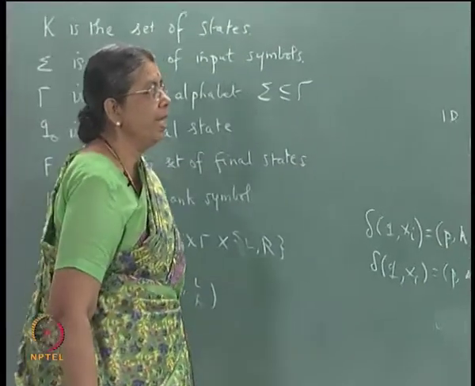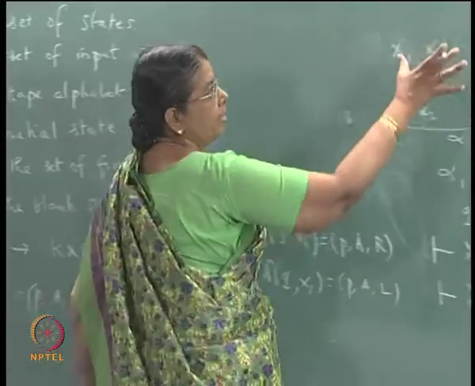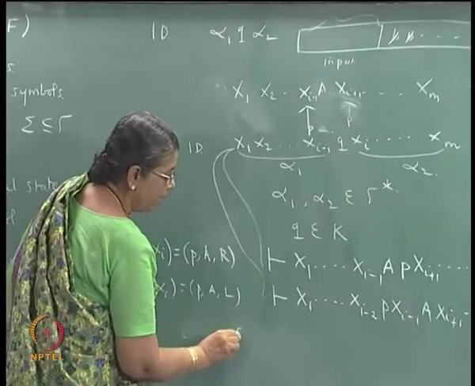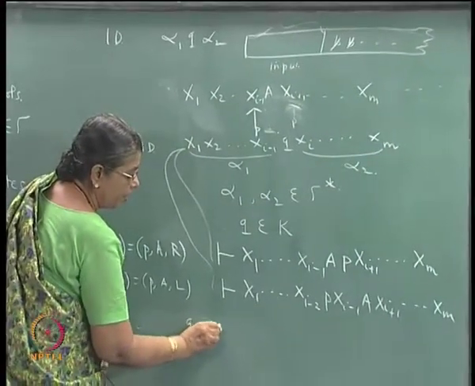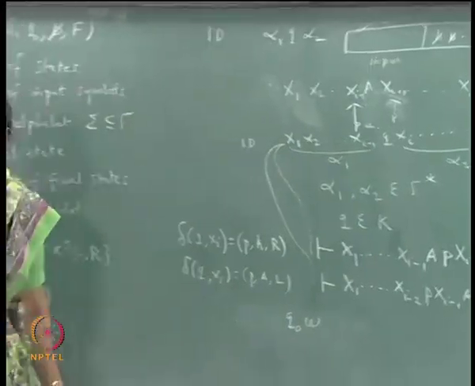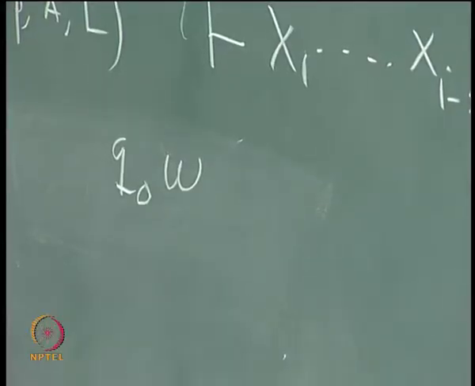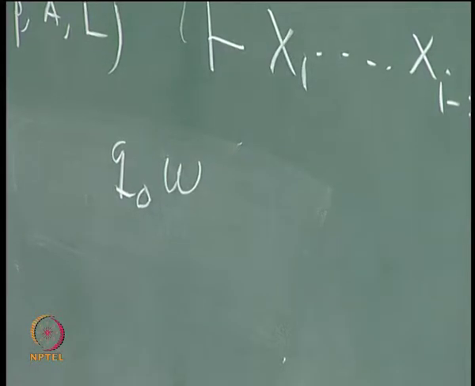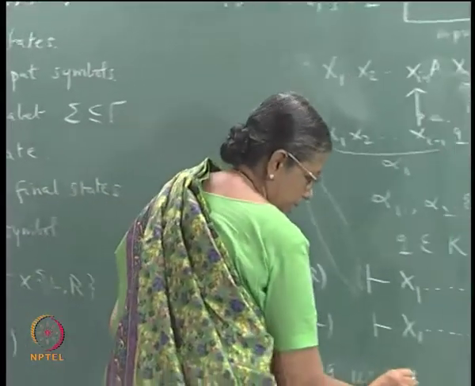And what will be the initial ID? Initially the input is given here. So, initial ID will be q naught w. If w is the input, then the initial ID will be q naught w, right. This is the initial ID.